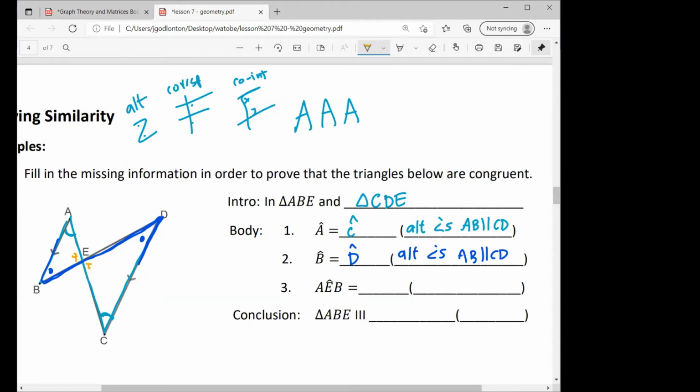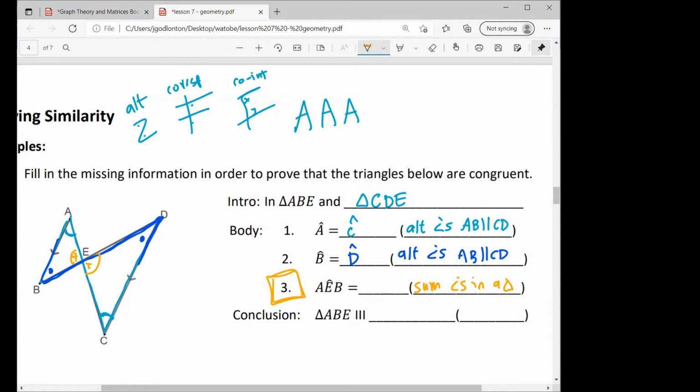Because if you think about it, if those 2 are the same and those 2 are the same, these have to be the same because all of them have to equal 180 degrees. So you don't even have to think for the third one. This reason is always allowed to just be sum of angles in a triangle. And you're always allowed to write that. You never have to think further than that.